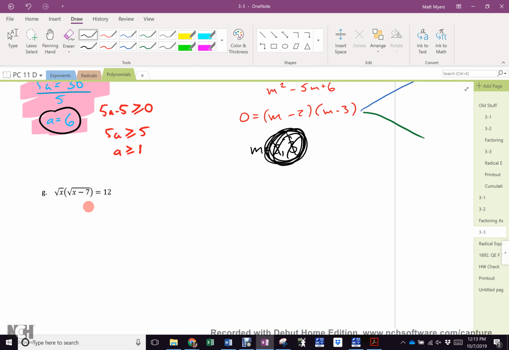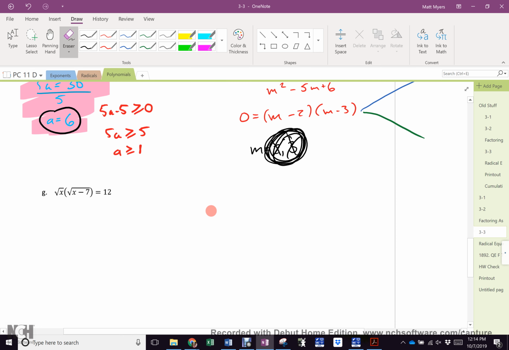So, but let me rewrite this. What if I gave you this? 3x plus 2 equaled 12. Could you get rid of that 3? You could distribute it. Let me tell you, what if I gave you that? What would you do with the 3? You would just do divided by 3, wouldn't you?